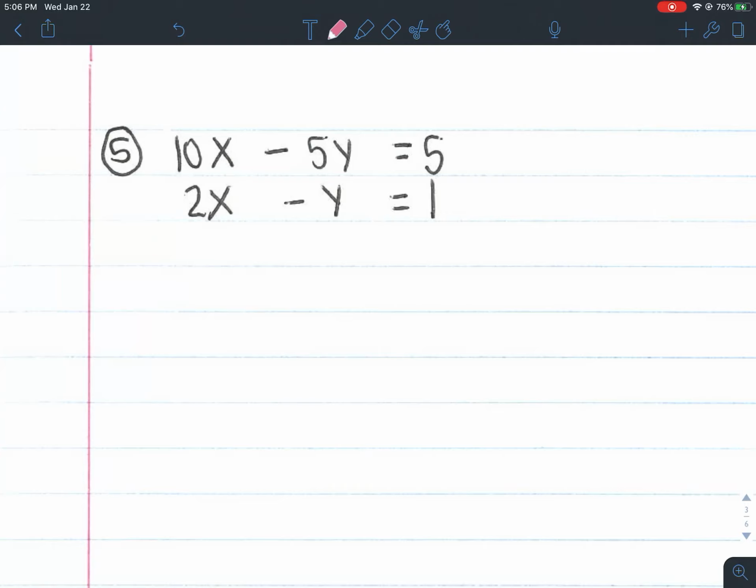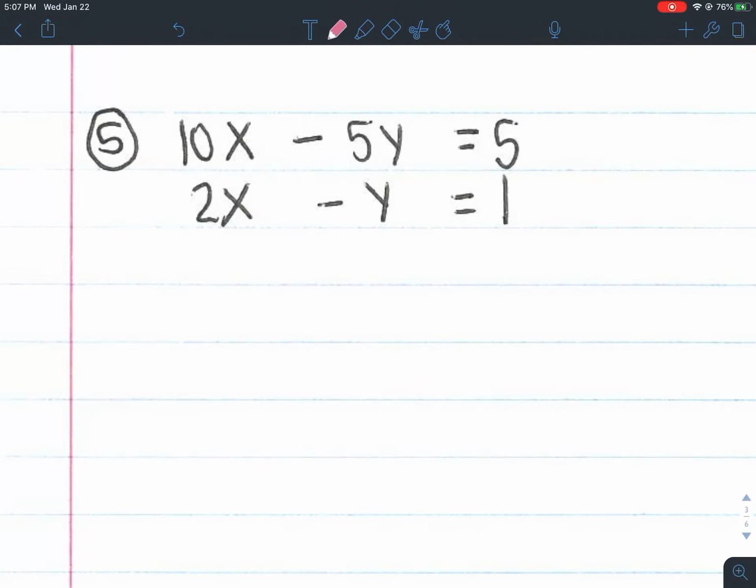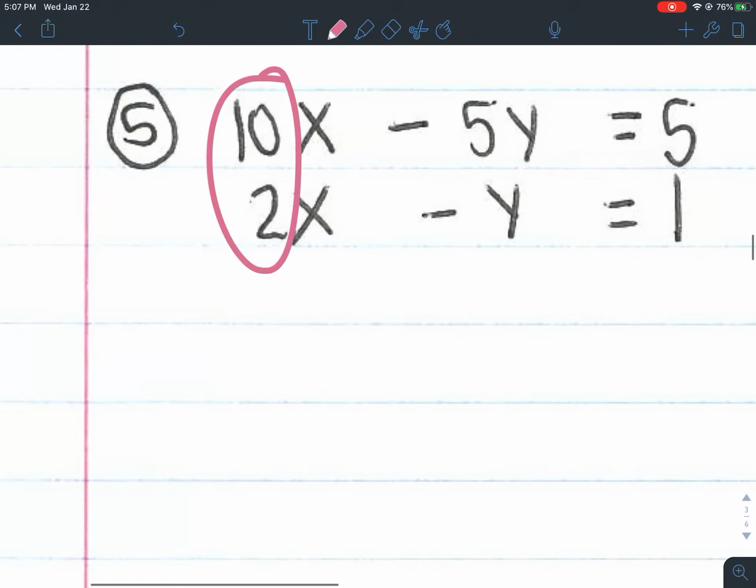So now it's like, well, now what do I do? Well, you have an option here. You can either eliminate x or you can eliminate y. It doesn't really matter which one you pick. But I'm just going to go ahead and pick x, just because I want to, right? I can pick the negative 5 and the negative 1 if I want to, but let's go ahead and pick 10 and 2. So if I'm trying to get rid of x's, I need to know, well, is it possible for me to get these two numbers to become the same number? Well, I can't get 10 to become 2, but I can get 2 to become 10, right?